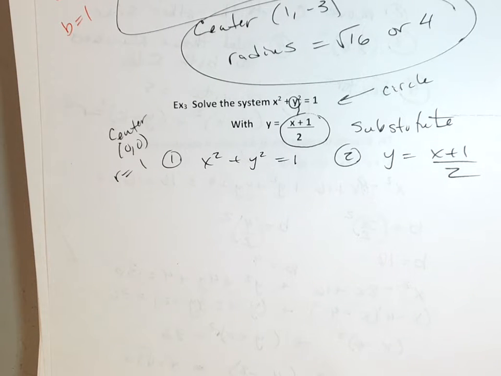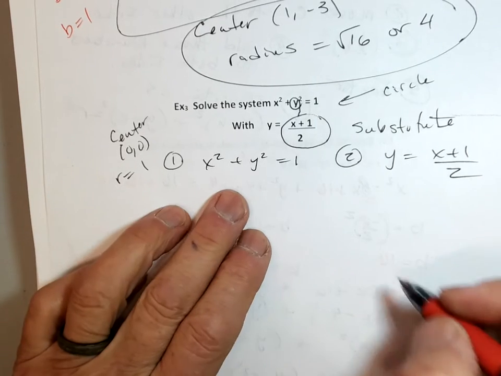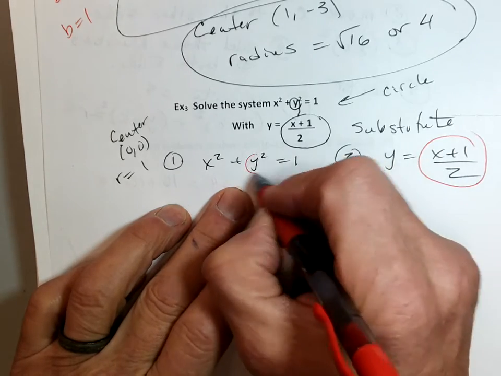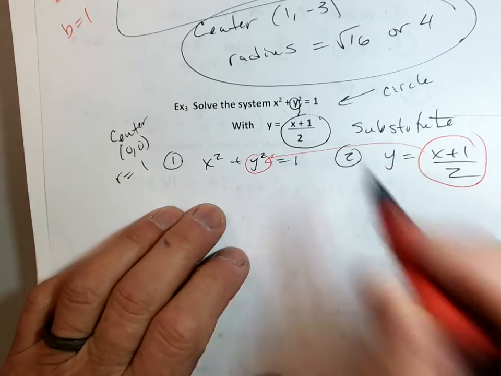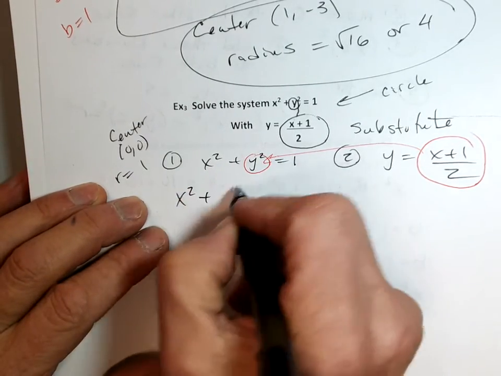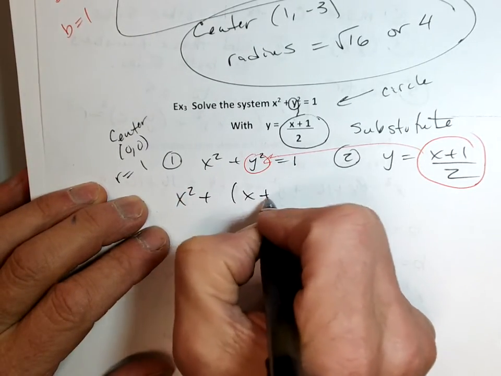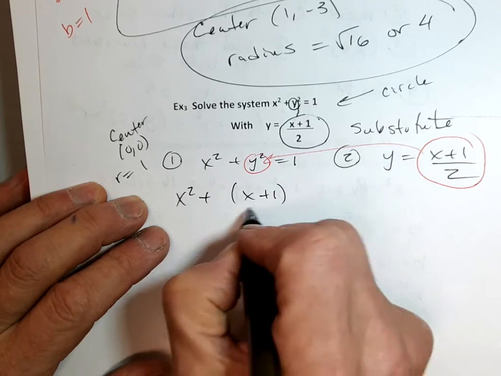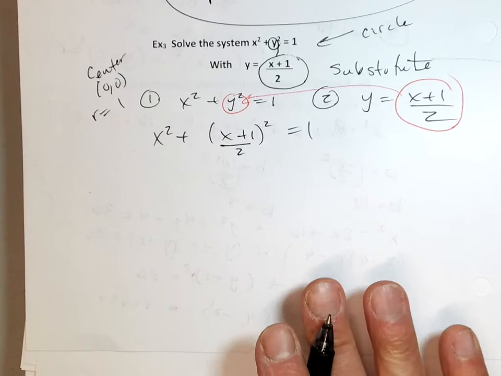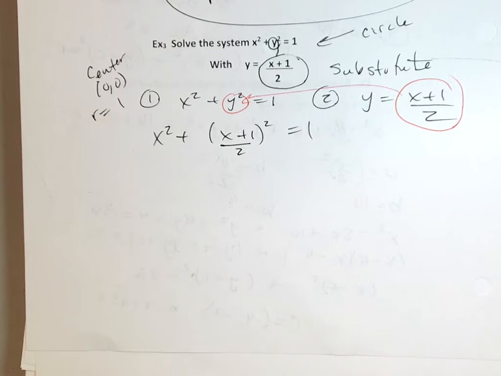To make a substitution, I'll have one variable, x. So I'm going to put this x plus 1 over 2 in for y. I'm going to rewrite as x squared plus x plus 1 over 2 squared equals 1. Okay, I made a substitution. Here we go. Now this is really Algebra 2 stuff. I like this.